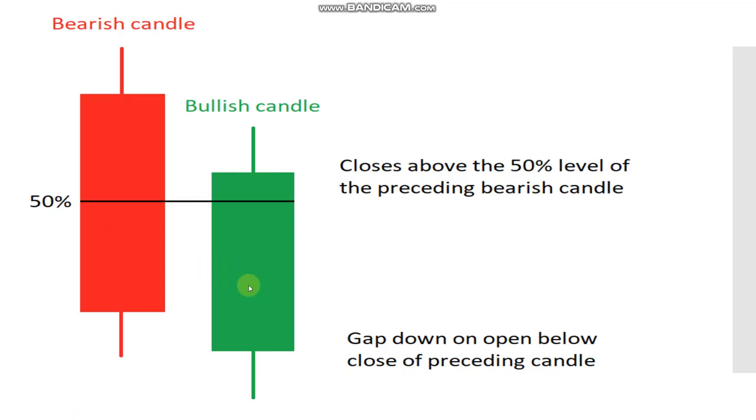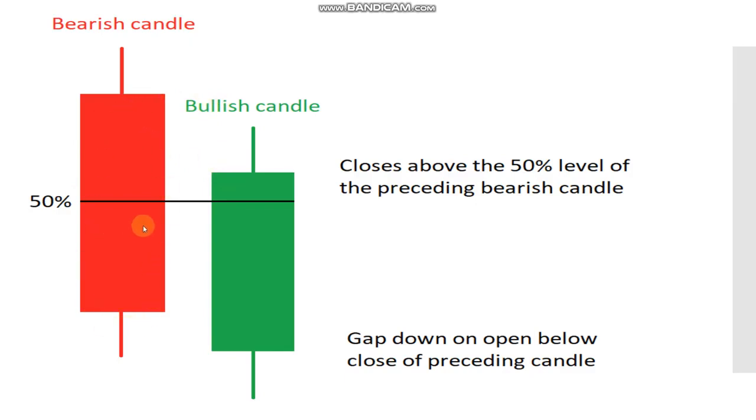green candle should open below the red candle and should close above the 50% of the body of the red candle. So you can see on the screen, this is a big red candle, and after that, a green candle, and the green candle has opened here, below the previous red candle, and closed above the 50% of the body of the red candle.